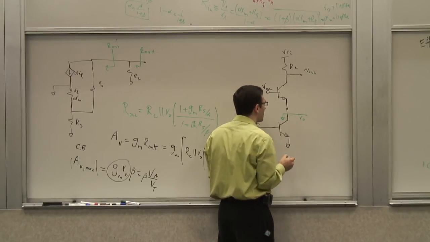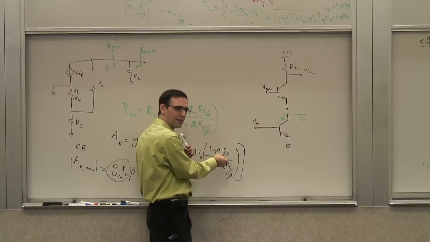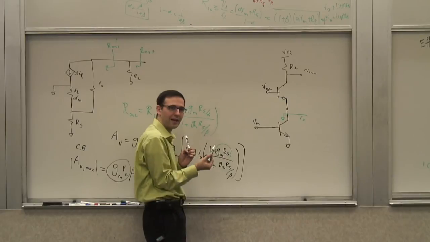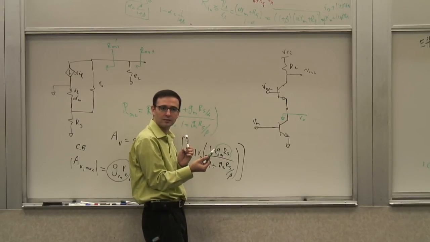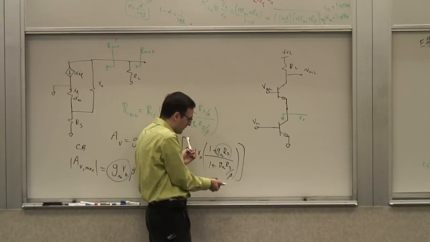So is RO large enough? Well, what needs to be large? RO is my RS here, right? It's the source resistance here. GMRS is the quantity I have to evaluate. And as long as it's much greater than, it's large, or greater than beta, I'm fine.